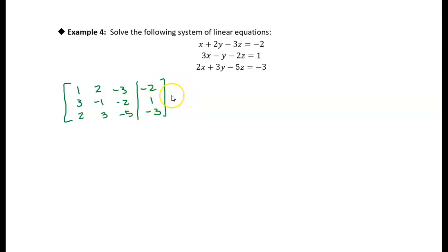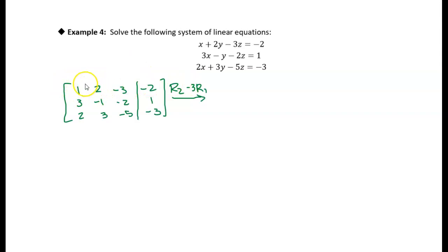All right, so let's see what we can do with this. Well, I have a 1 in the upper left-hand corner where I want it. So I'm going to use that 1 to zero out the columns below. That's the way I think I'll start. So I'm going to take row 2 and I'm going to subtract 3 times row 1. Okay, so let's do that first.